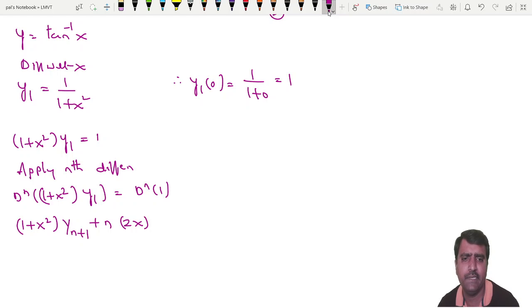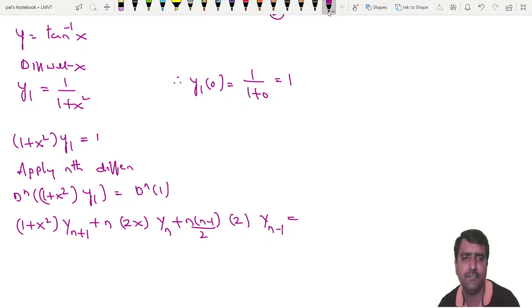So then it is yn. In the next step it is nC2, that is n into n minus 1 by 2. And you differentiate this 2x, its value is 2. And reduce one number from this, so it is yn minus 1. Here n plus 1 is there, reduce 1 and it becomes n, reduce 1 more and it becomes n minus 1. So first 1 plus x square is there, then its differentiation, and then its differentiation again. So that is the procedure of applying the Leibniz theorem here.